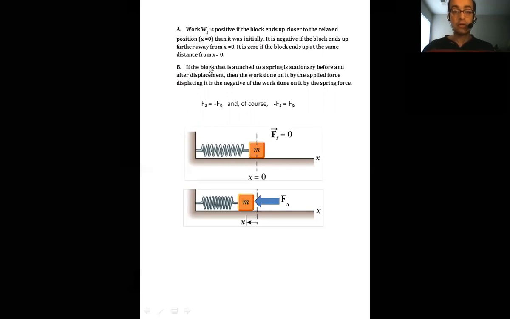If the block attached to a spring is stationary before and after displacement, then the work done on it by the applied force displacing it is the negative of the work done on it by the spring force. So in other words, what this is saying is that the force applied is going to be opposite in sign to the force of the spring. So when we have force applied going in this direction, then force of the spring is going in that direction. Remember that forces are happening in pairs. Just something to keep in mind there.